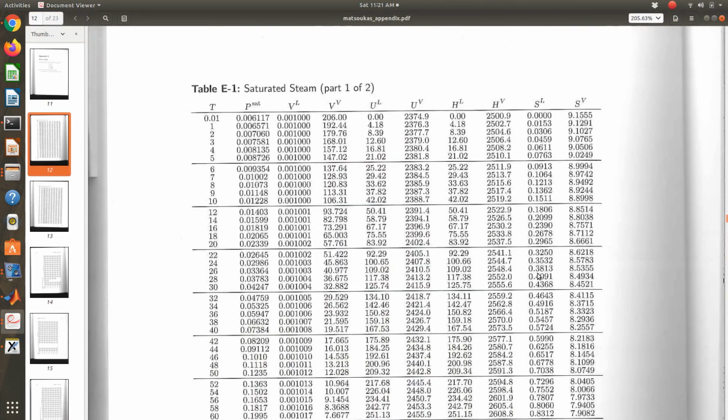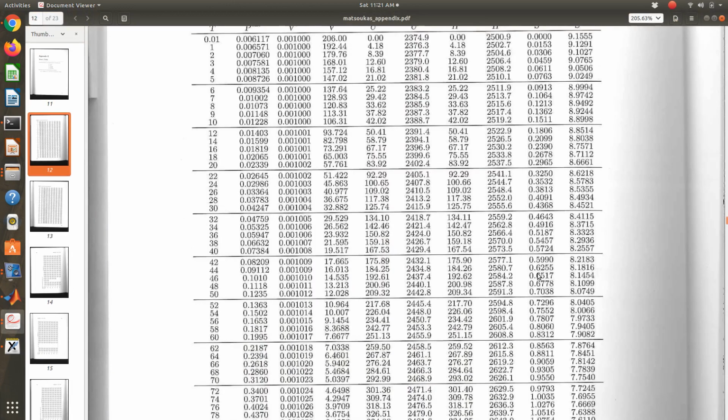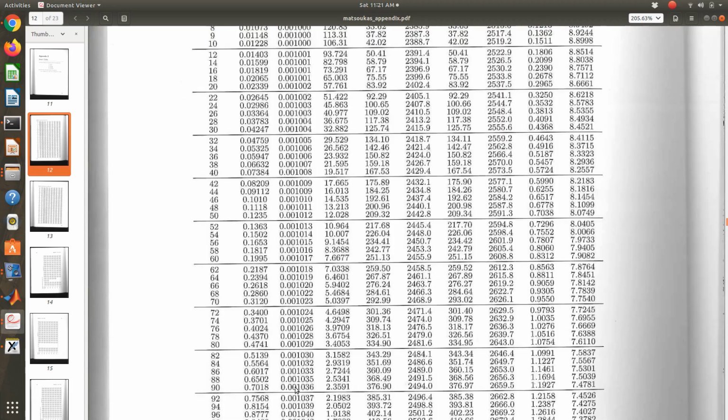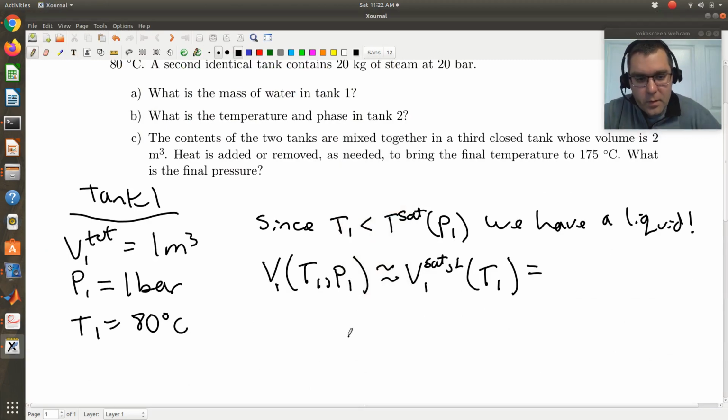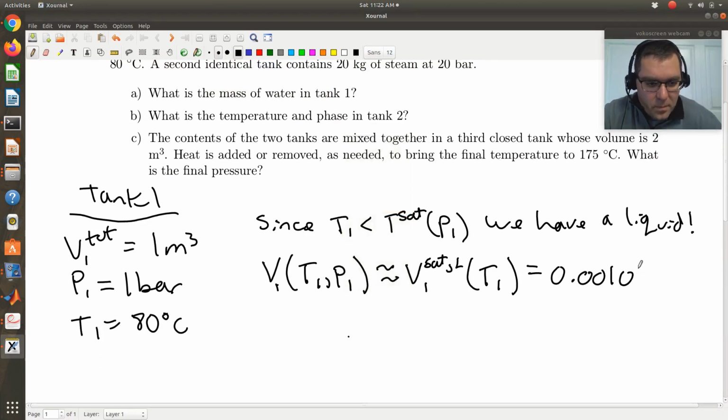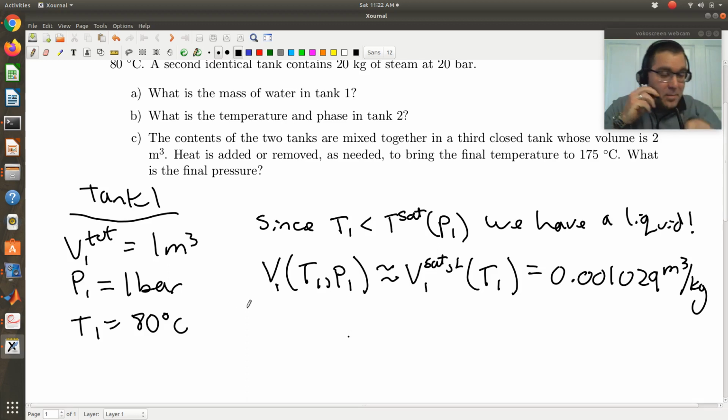So from my saturated steam tables, at 80 degrees C, here's my saturation pressure. Then here's the specific volume of my liquid, this first one, 0.001029. This could be meters cubed per kilogram. Okay. So then what is the mass? Sorry. So in part A, what is the mass?